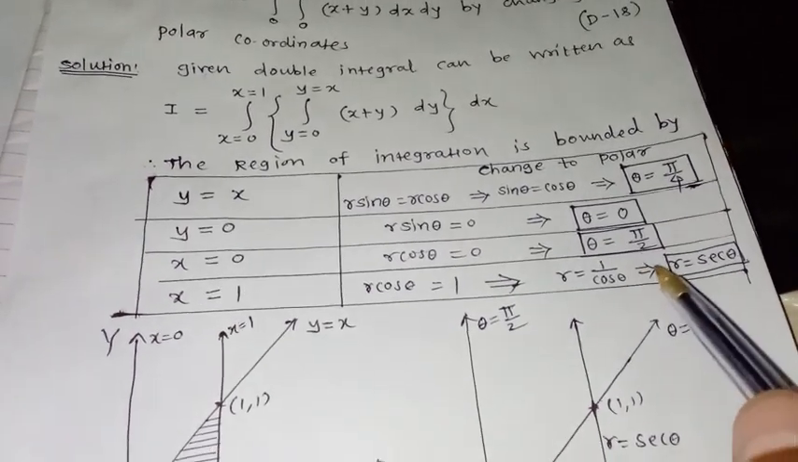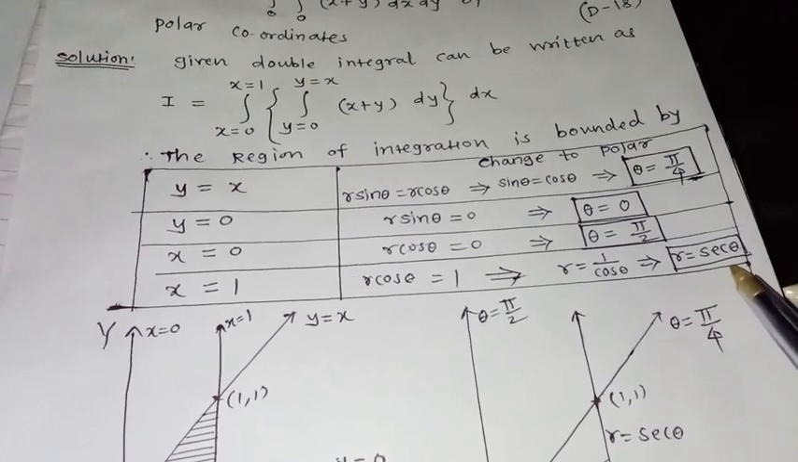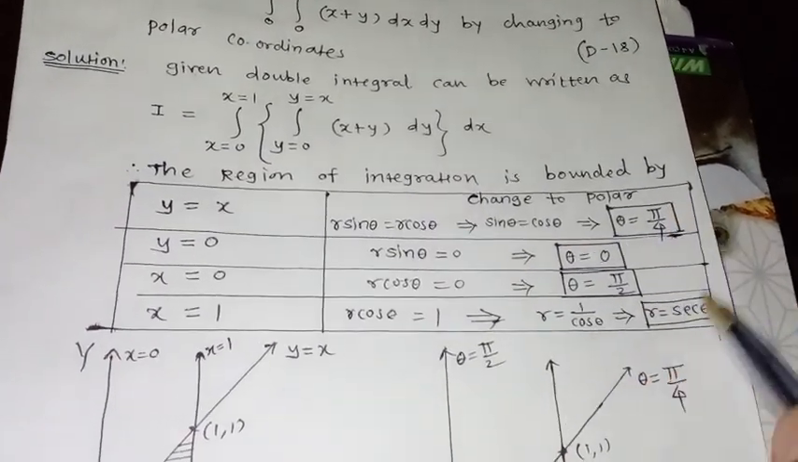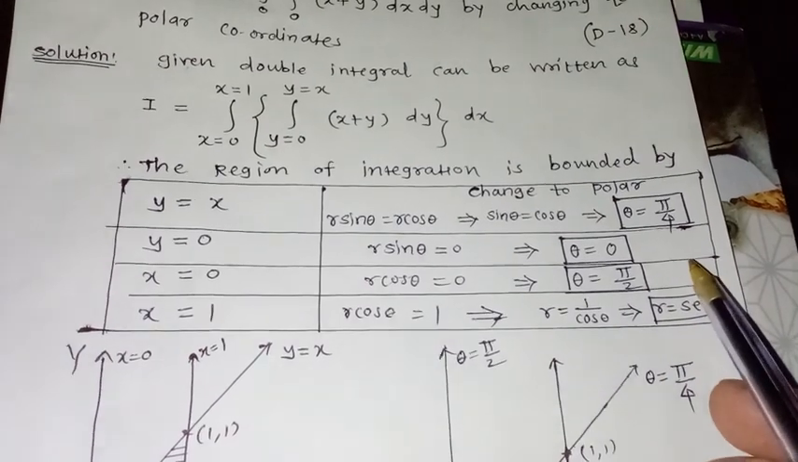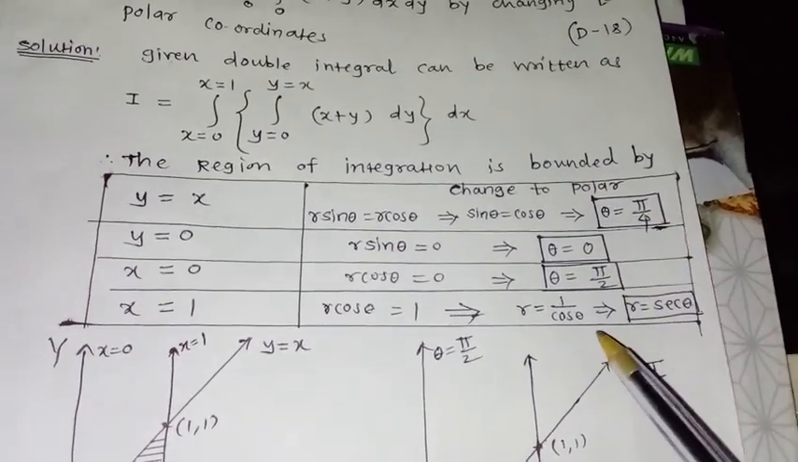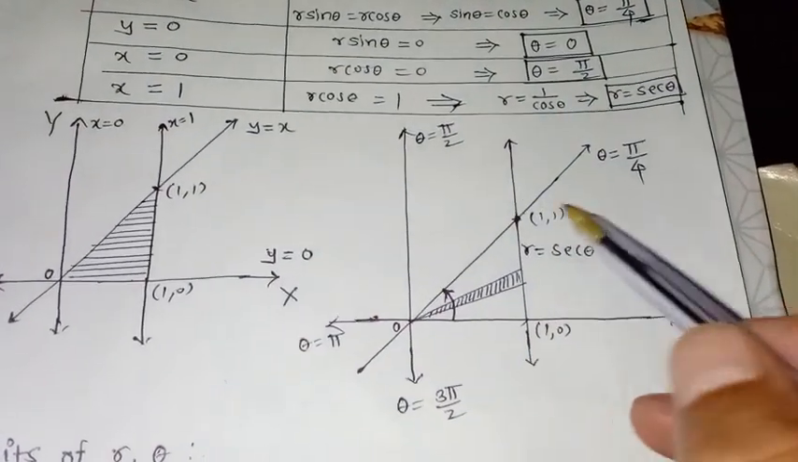So the equation of line x equals 1 can be written as r sec theta in polar coordinates. So those are all the curves in polar coordinates. Now we are plotting a curve in polar form, or polar coordinates. So here we can observe the second figure.